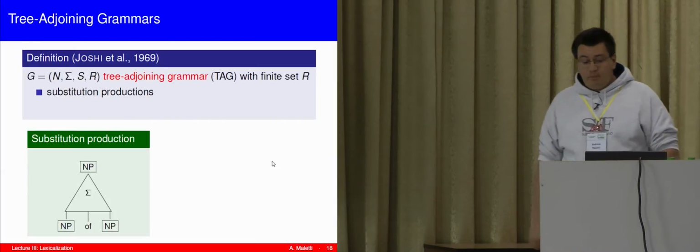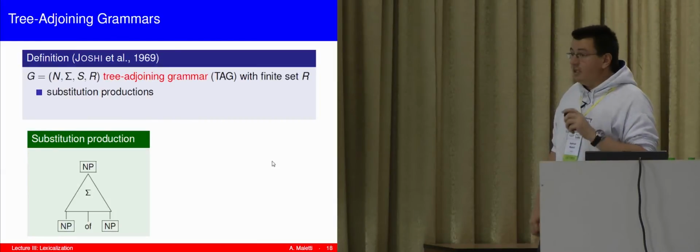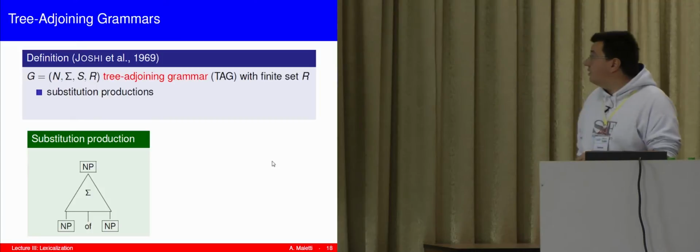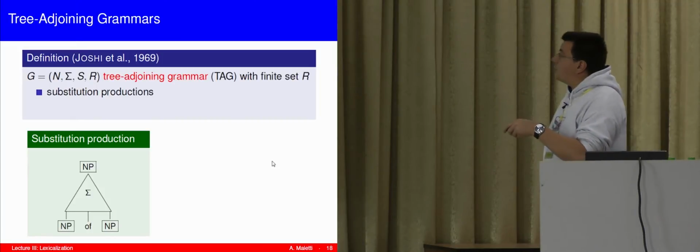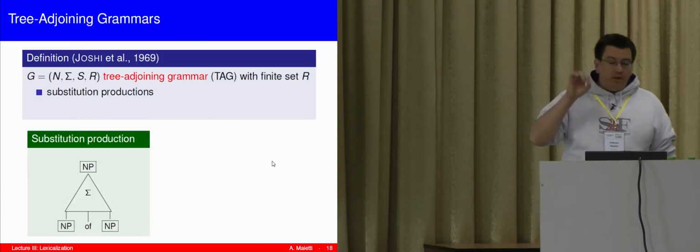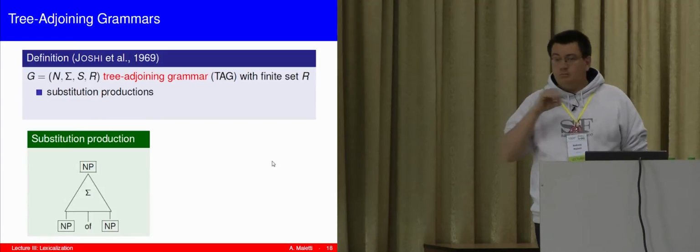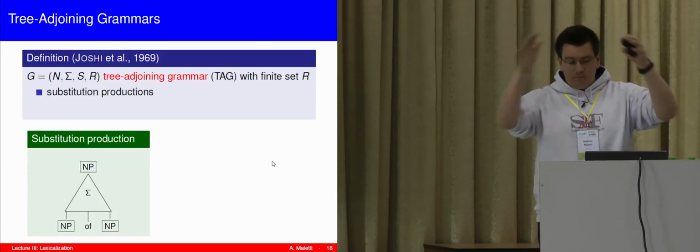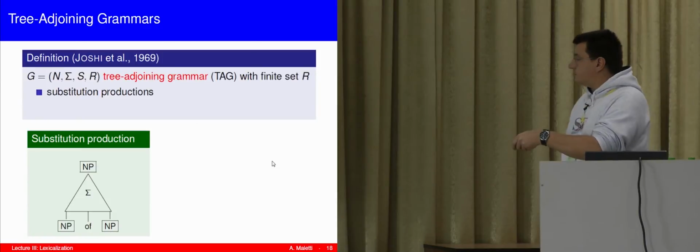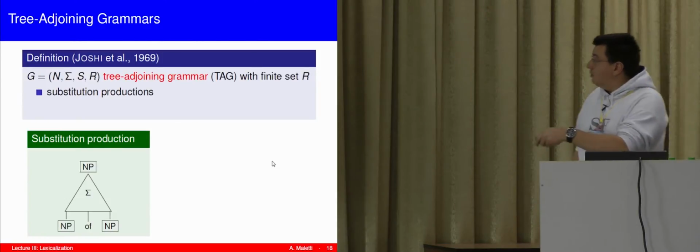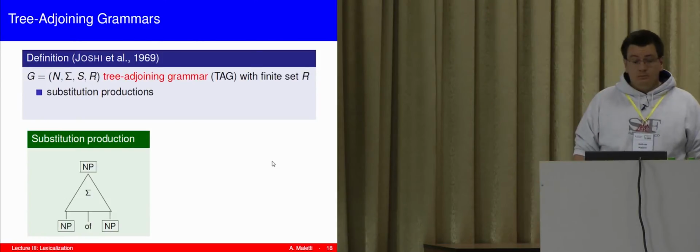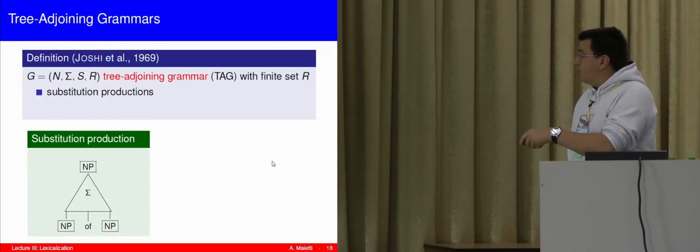And you have two types of productions. I'm not spelling this out in full detail here. You have substitution productions, which are exactly the productions of a tree substitution grammar. Exactly the same. It's just a large tree fragment, which might have non-terminals at the leaves, which will then have to be replaced.